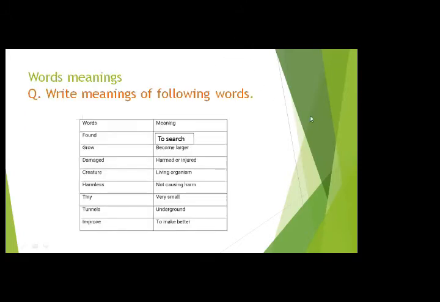Now, let's go towards words meaning. First, caption, then question: write meanings of following words. What are the words and their meanings? Number first, the word is found. It is in the first para. Found means to search. Number second, grow. Grow means become larger. We say grow up. We say this sentence: now you should grow up. You should become brave, or grow up.